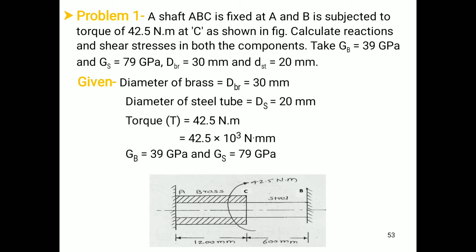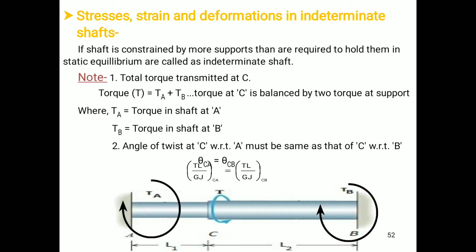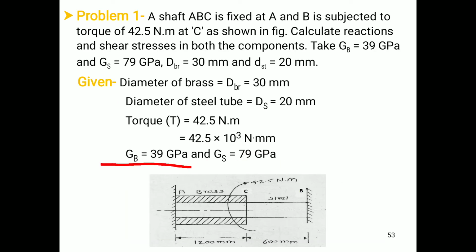Also, the modulus of rigidity of the brass is 39 GPa and for steel it is 79 GPa. So, as discussed in this concept, we have to solve this numerical by using these two equations. We will proceed to solve this numerical.